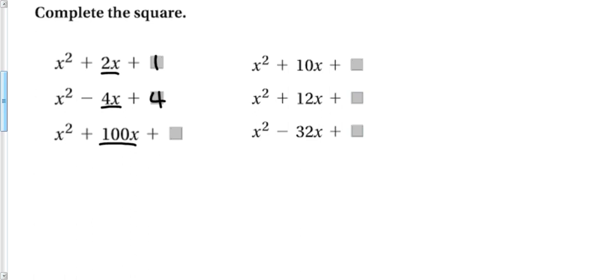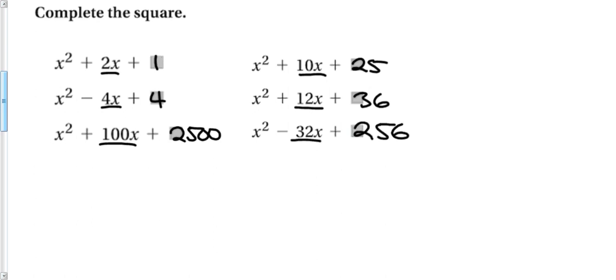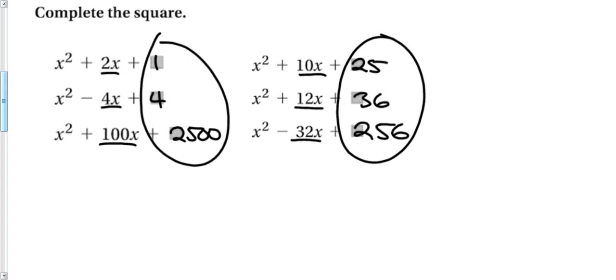Take 100, divide it by 2, and square it. We get 2,500. It's okay to get a big number if the middle term is a big number. 10, just like the above problem, divided by 2 and squared, we get 25. 12 divided by 2 is 6, and squared, we get 36. And then 32, divide 32 by 2, we get 16. Squaring that gives me 256. So, all these numbers on the end turn these expressions into perfect square trinomials.